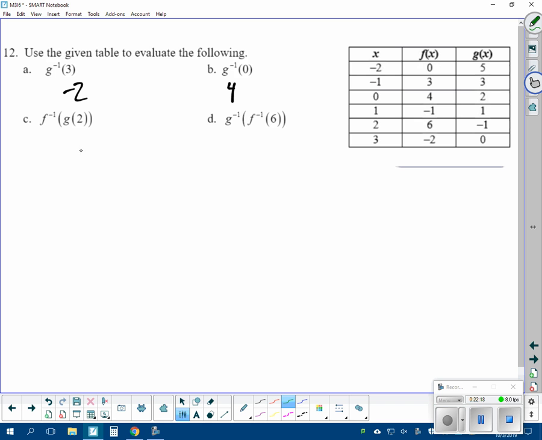Okay, now check this one out. First do g of 2. What does that give you? Careful, what is g of 2? It's not 6. That's f of 2. It's -1. Okay, then what's the inverse of -1? F inverse of -1. It's 3 either way there.